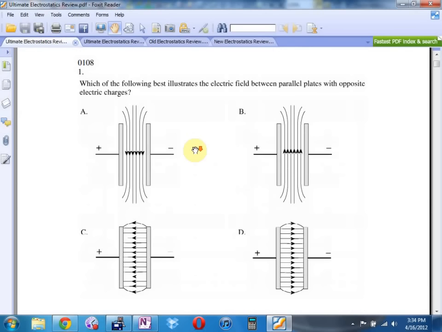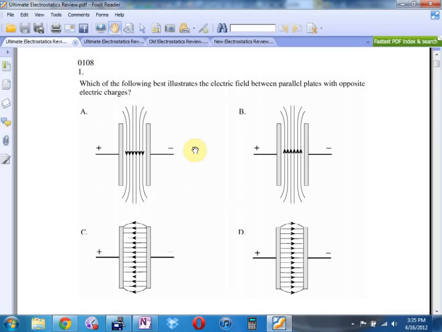Oh, by the way, really quickly then, what's the answer for number 1? Which of the following best illustrates the electric field between parallel plates? What did I tell you the electric field was between parallel plates? Constant. How do we show that with field lines? Same what and same what? Same direction, yes, and same width.